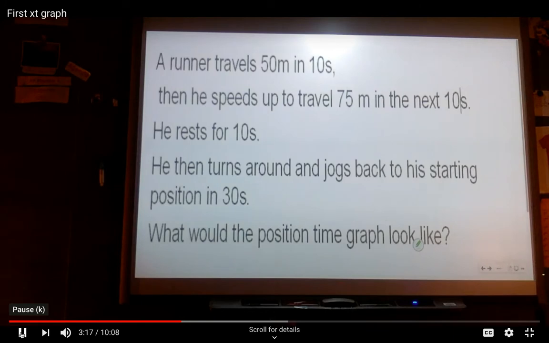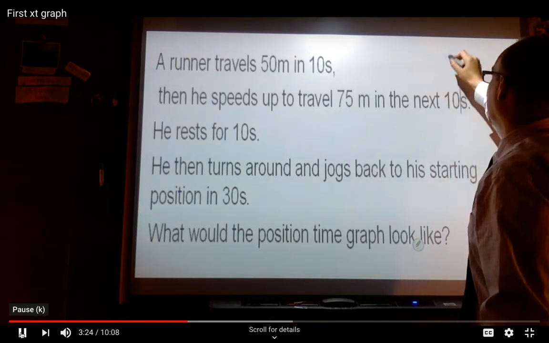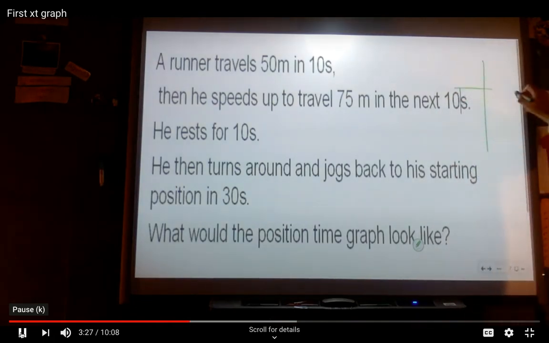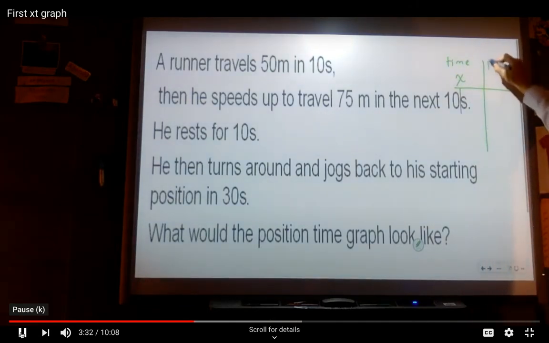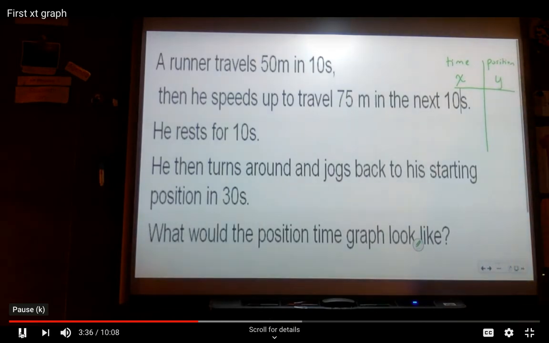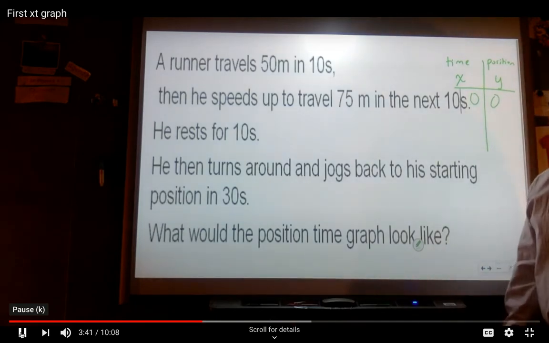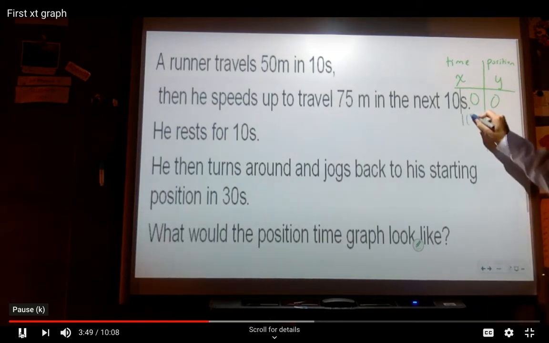The first thing I want to do is look at the ordered pairs I have. So I'm going to make a little chart, and I'm going to have time is my x value, and position is my y. And I'm going to start at 0, 0. So at 0 seconds, he's located at 0 meters. At 10 seconds, he is now at 50 meters.